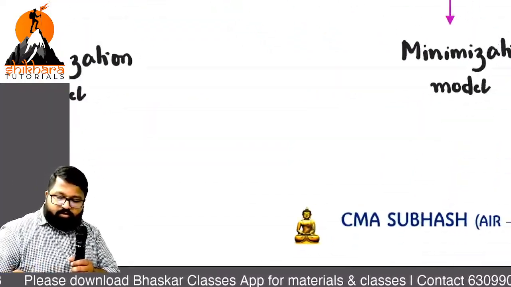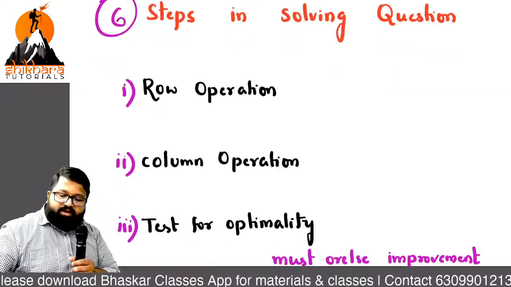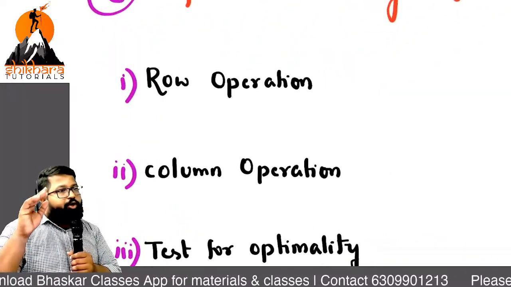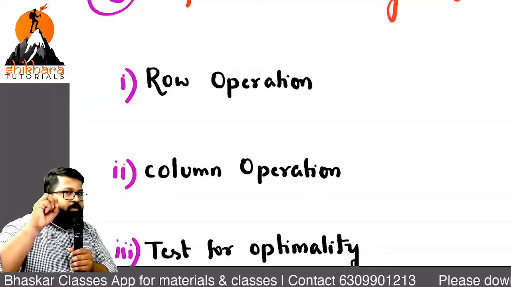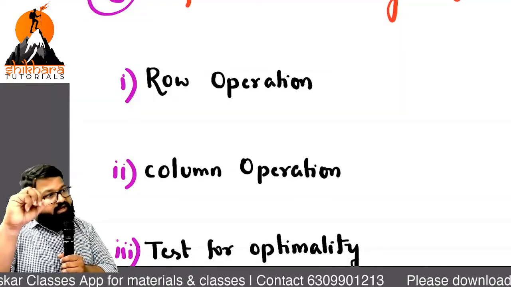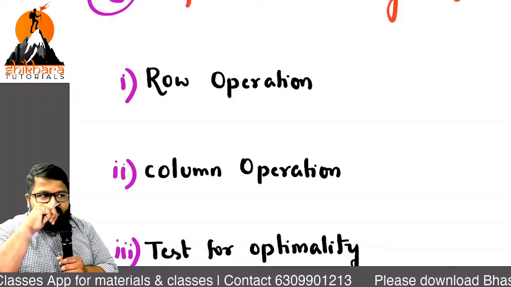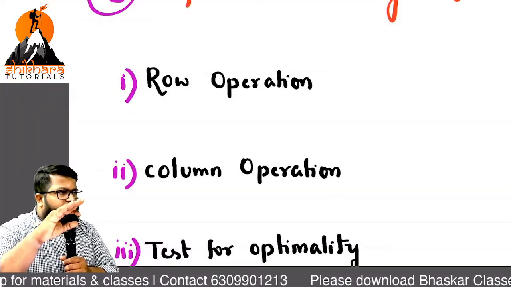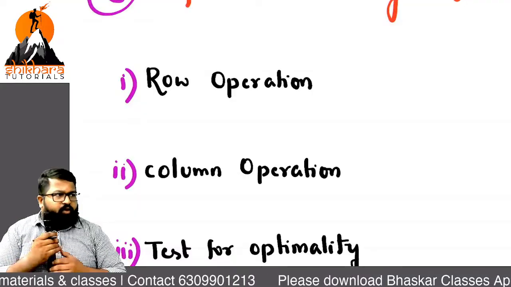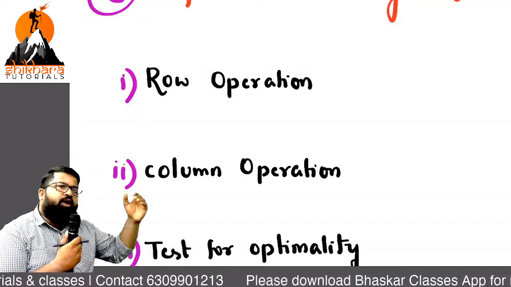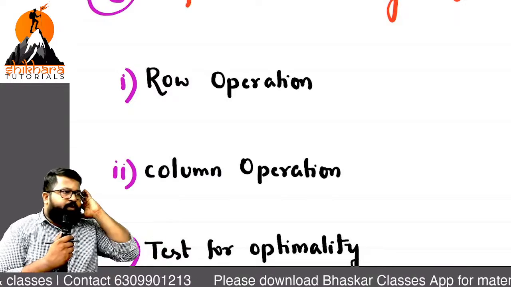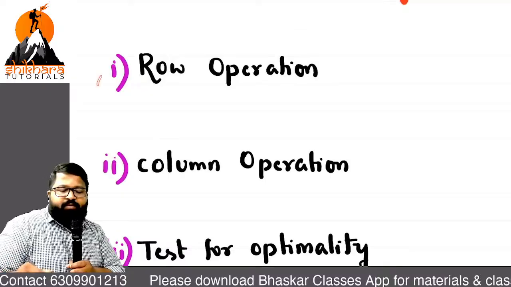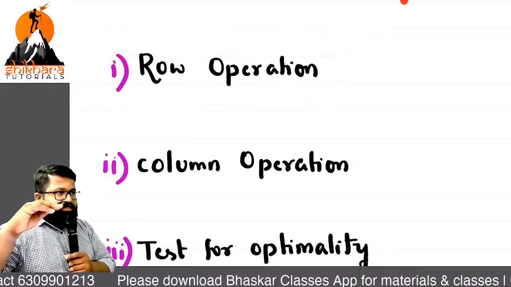Next, there are some steps to solve the question. What is the first step? Row operation. Remember the heading. Do not change the headings. Sometimes you may call it row minimum. That is up to you. Either row operation, column operation, or row minimum, column minimum, no issues with that. Go with the common headings. What is the first one? Row operation.